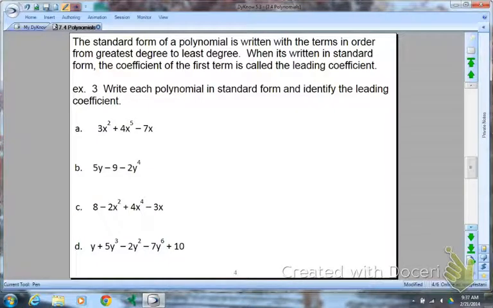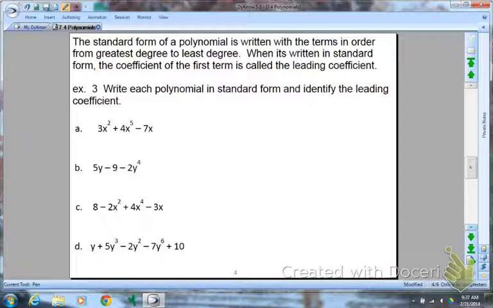The standard form of a polynomial is written with the terms in order from the greatest degree to the least degree. When it's written in standard form, the coefficient of the first term is called the leading coefficient. Example 3 says, write each polynomial in standard form and identify the leading coefficient. So we have to rewrite this. What would the standard form be?